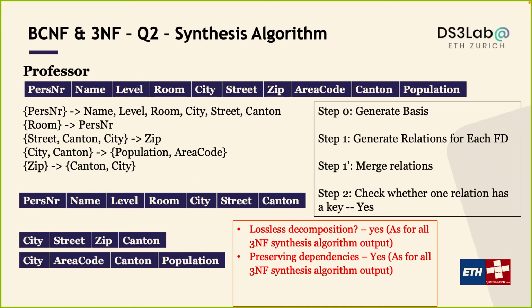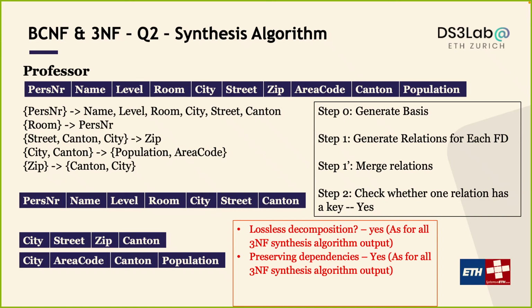Why? What's the reason? If you think about the reason, for every single functional dependency in the basis, I create one relation to preserve that. Right? So that is, by construction, the algorithm. For every single functional dependency, I create a new relation, and inside that relation, that functional dependency is being preserved.